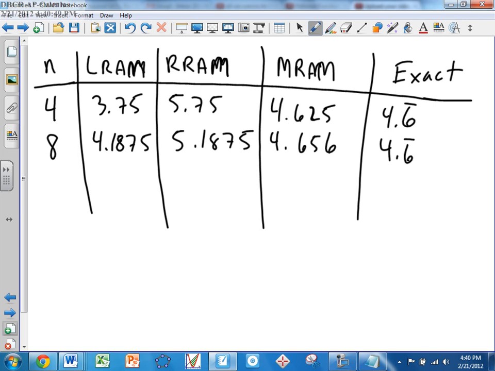What do you notice happens as the number of intervals goes up? The left and right changed. They got closer to the answer, didn't they? And the middle actually did too. If you look at it closely, look at the middle: 4.62, 4.66. It's almost exact, really. It's off only by a little bit here. So as the number of rectangles goes up, the approximation gets better and better. And that's what we stated earlier.